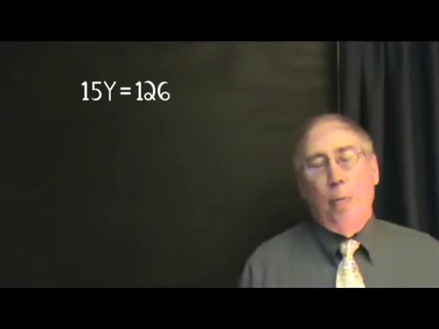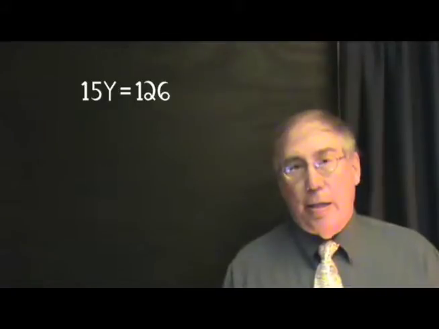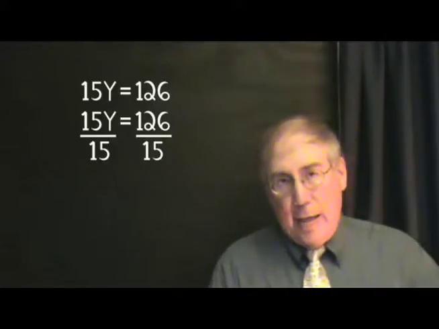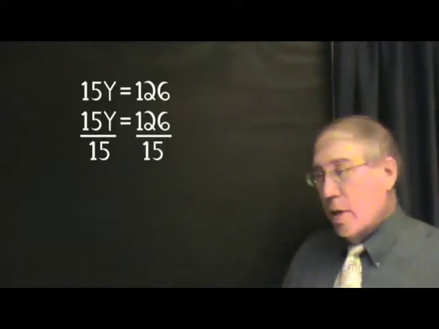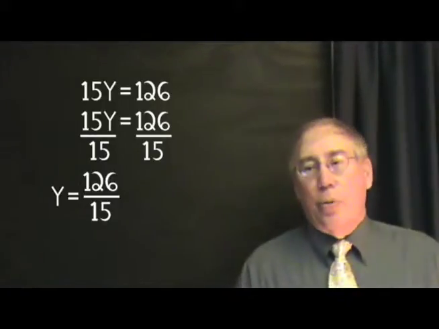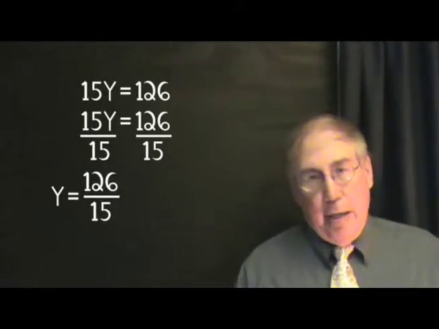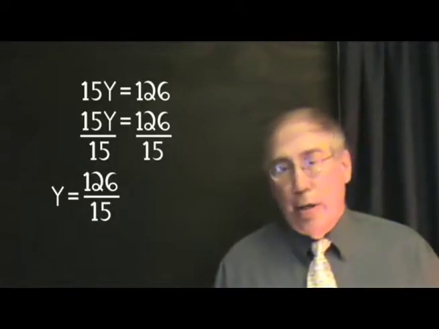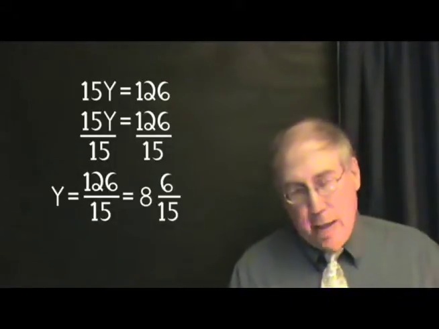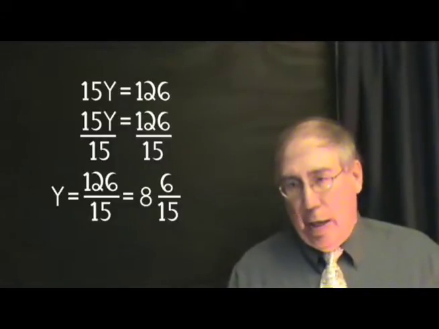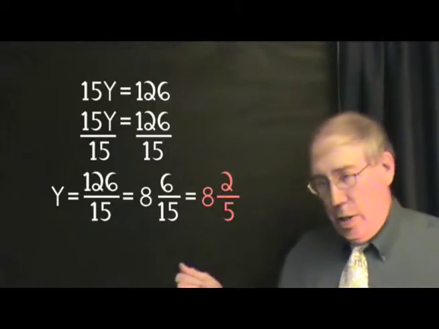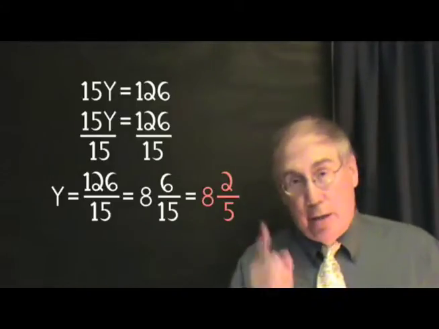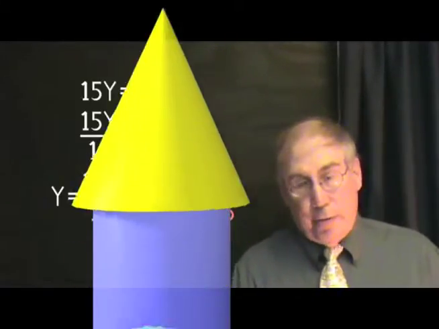So 15y equals 126. Take the 15 and divide it into both sides. We'll get y on the left-hand side, and then 126 over 15. Again, 15 does not go into 126 evenly, so again we'll end up with a mixed number. So we get 8 and 6/15. Now that 6/15 can be further reduced to 2/5, so we get 8 and 2/5.